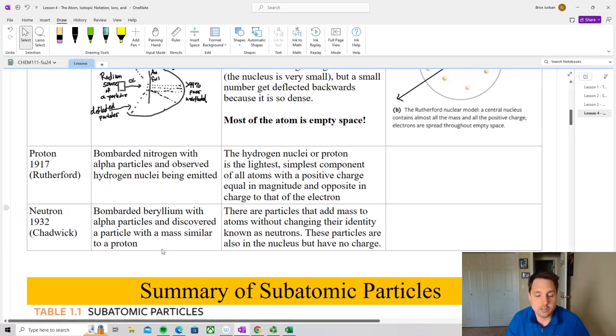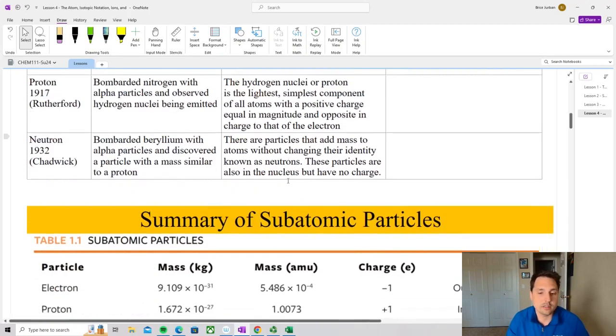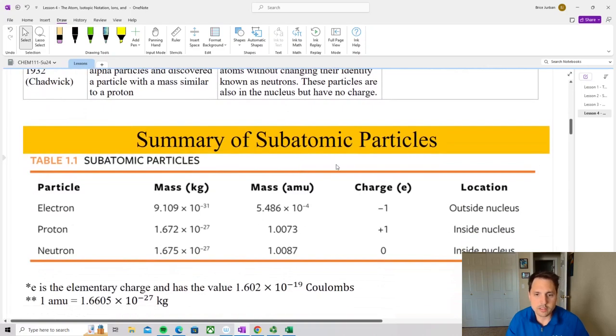And that's part of the reason the neutron went undiscovered for so long. It helped tremendously to solve some of the problems of chemistry at the time, because we knew that there was something adding mass to the atom without changing its identity. And neutrons are the key to understanding that. So let's look at the summary of the subatomic particles.